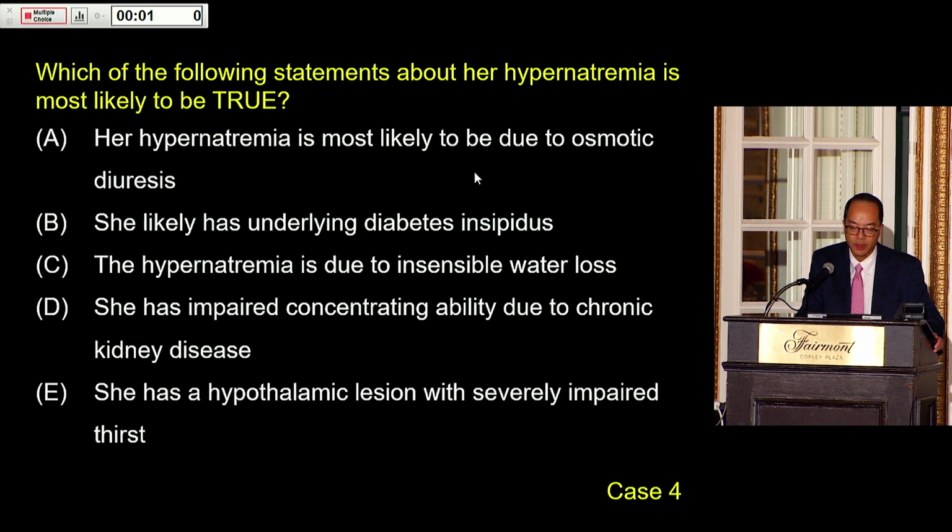Which of the following statements about hyponatremia is most likely to be true? Her hyponatremia is most likely to be due to osmotic diuresis. She likely has underlying DI. The hyponatremia is due to insensible water loss. She has impaired concentrating ability due to CKD, or she has a hypothalamic lesion with severely impaired thirst. Make your choices.